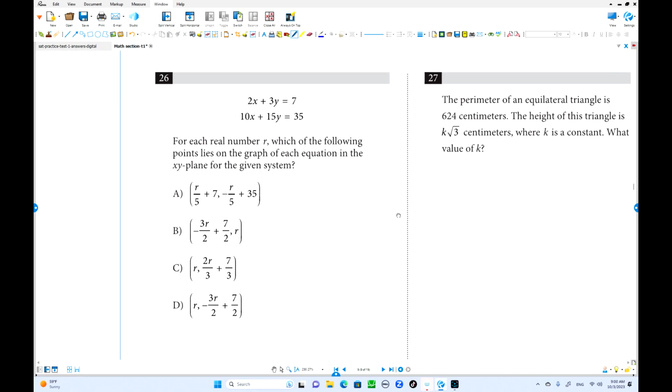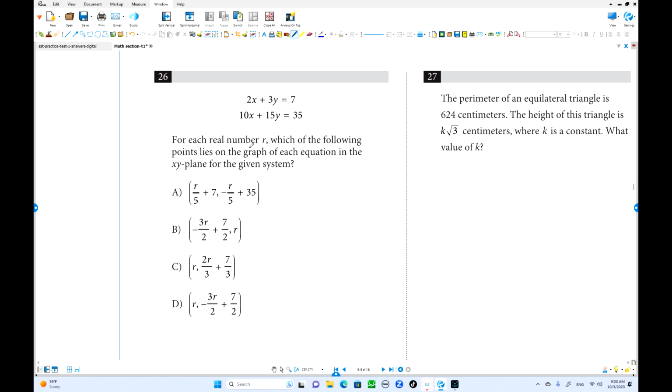Here is number 26. For each real number x, any number, right? So each of the following points lies on the graph of each equation in the xy plane for the given equations. When you solve this one, multiplying times 5, that means what? These two lines are exactly coincident, the same line.